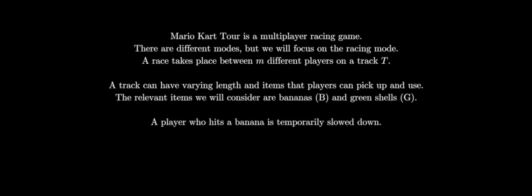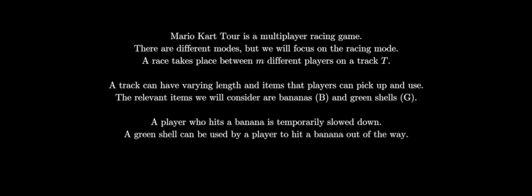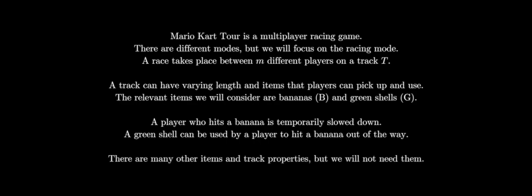A player who hits a banana is temporarily slowed down. A green shell can be used by a player to hit a banana out of the way. There are many other items and track properties, but we will not need them. The player who reaches the finish line first wins. We define the Mario Kart problem as follows. Given a track T, can player P force a win?